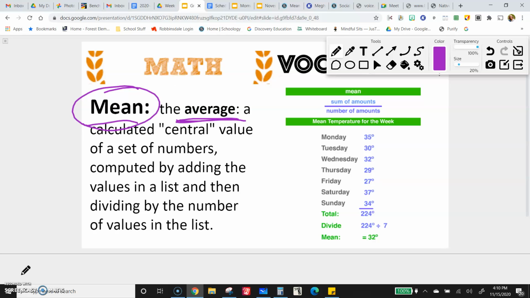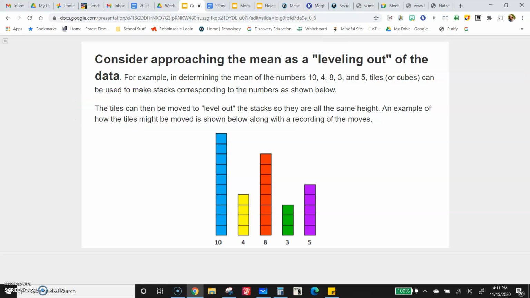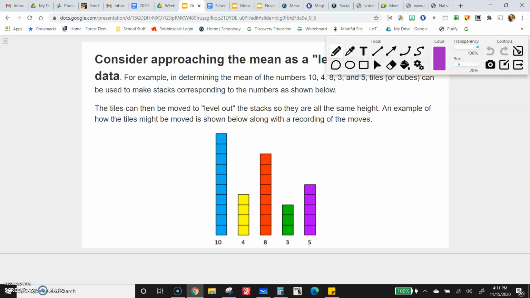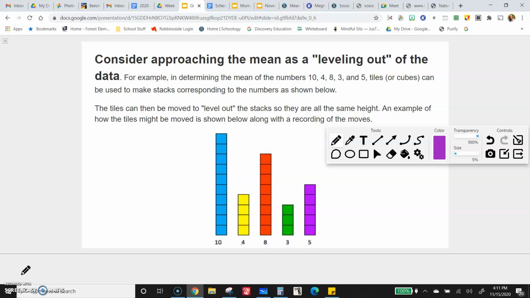I'm gonna give you some sort of understanding of what it means, and then we will talk about how to find it. Okay? So, one way to think about it is a leveling out of the data. So if I take all these numbers, 10, 4, 8, 3, and 5, and I think about how can I make all these stacks the same height? How can I level them out to make them like all the same level?